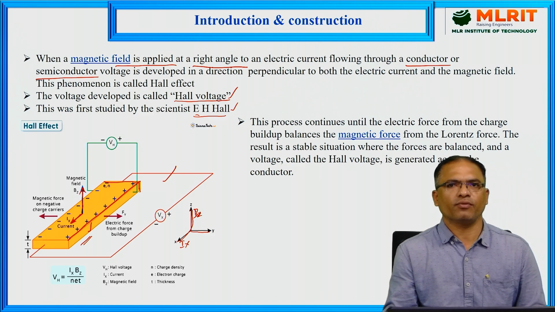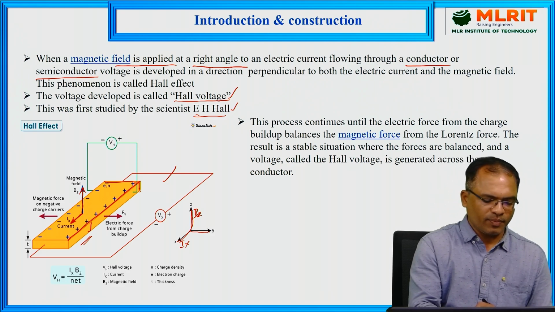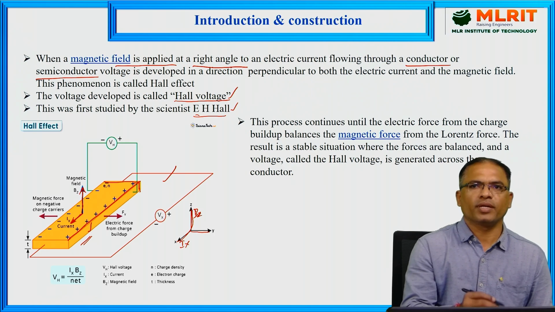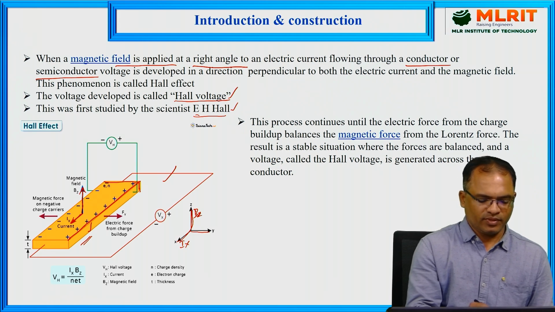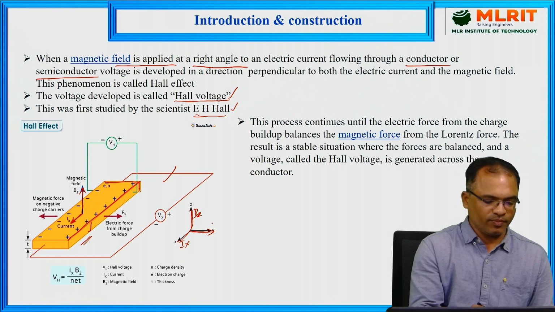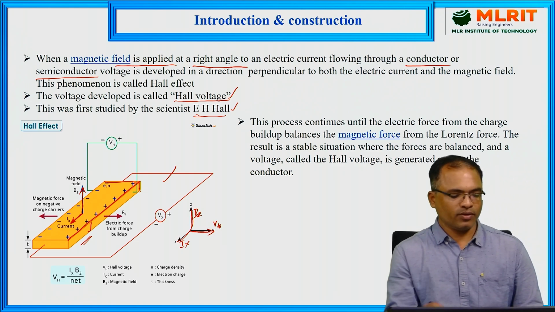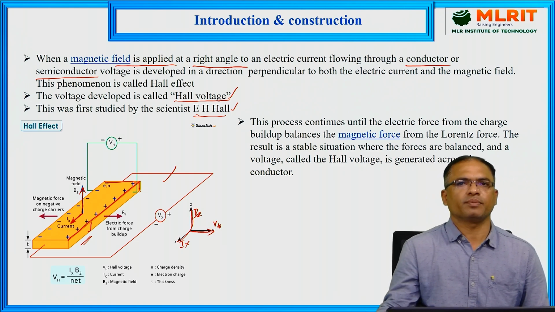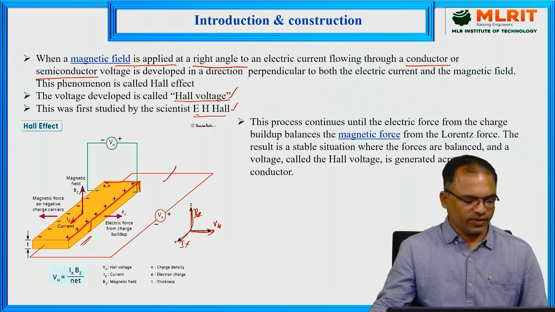What happens when we apply a magnetic field perpendicular to this current direction? As per the definition, voltage will be developed in a direction perpendicular to both electric and magnetic fields. This is the y direction where the Hall voltage will be developed, which is perpendicular to both the electric and magnetic field. So that is how we should understand the basic principle of the Hall effect.